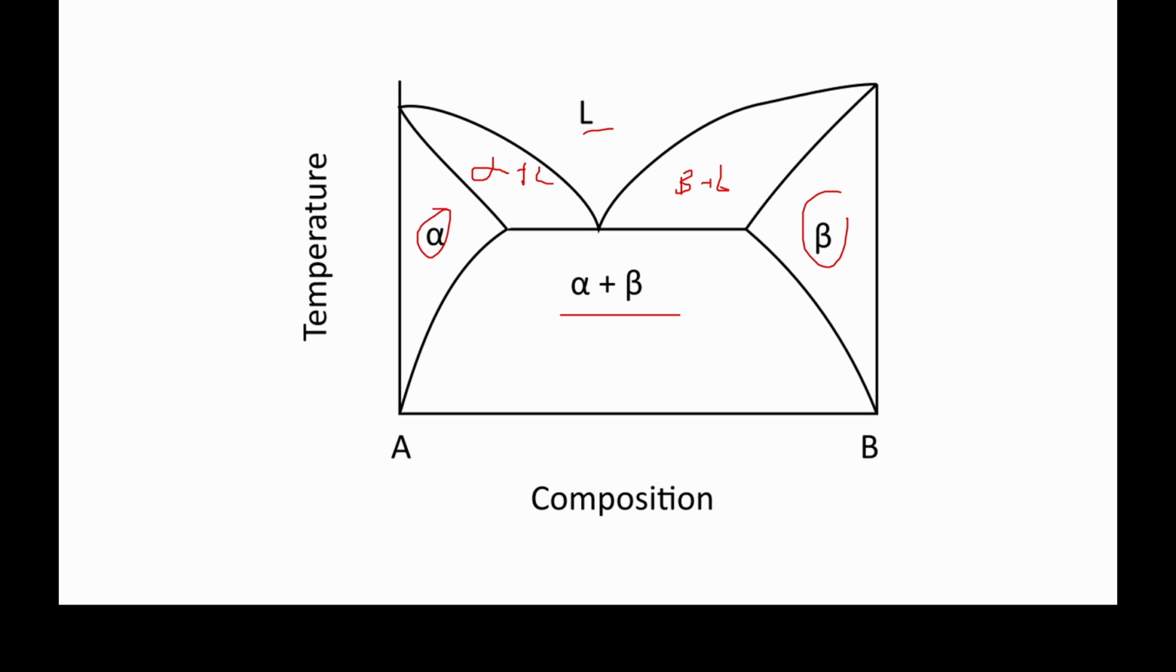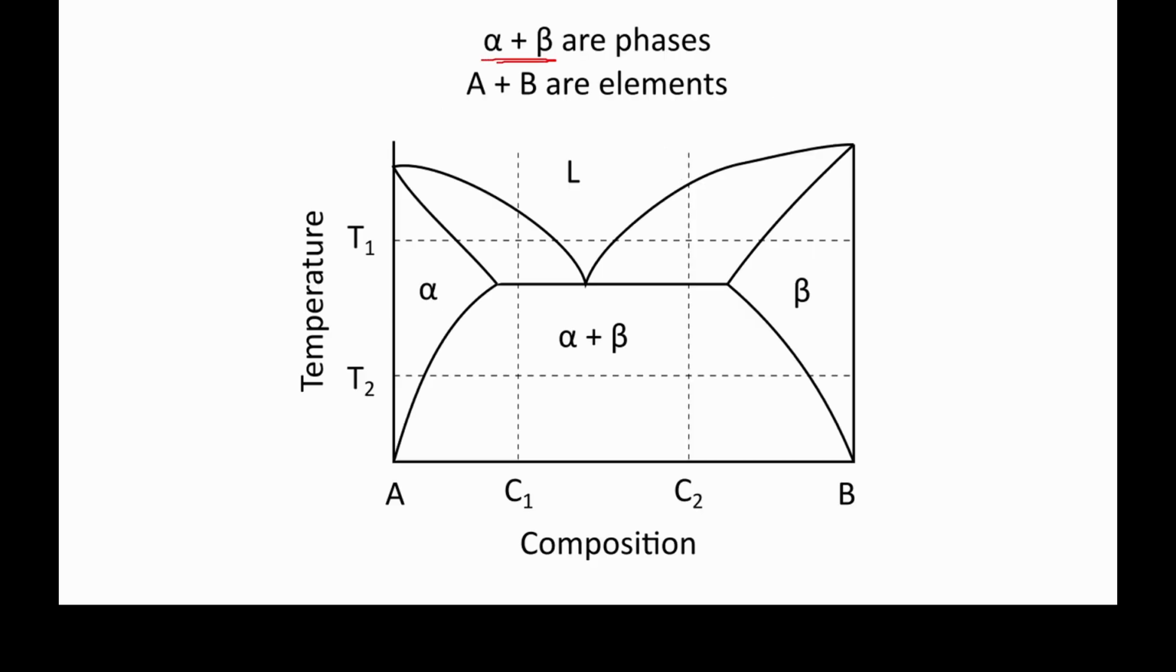I also just want to reiterate, alpha and beta are phases. So alpha and beta, these are phases. A and B are elements. This is A and B. And then C1 and C2 would be some random compositions somewhere along the X direction. And then T1 and T2 would be some random temperatures. So this could be any temperatures we picked.